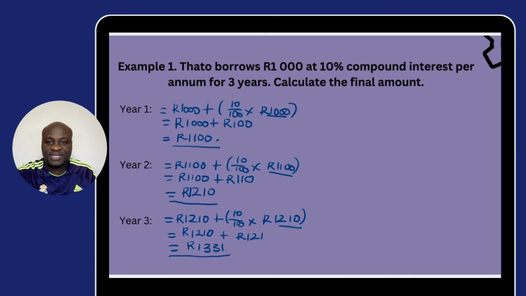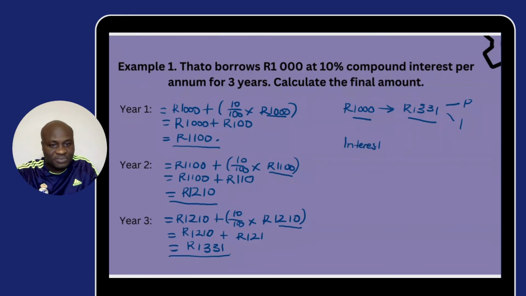So you're going to discover that we began with 1,000 rand, notice these grade 12s, and then we grew it to 1,331. Remember that 1,000 is the principal, the initial amount. In this amount here, there is the principal and also the interest amount. So how do we calculate the interest in this scenario? We get it by saying 1,331 minus 1,000 rands. And our answer will be what?